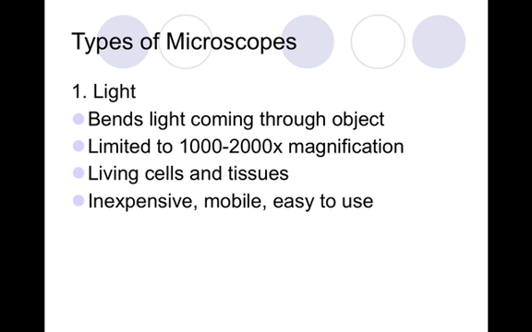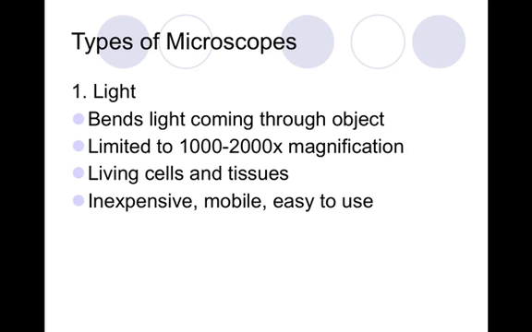The first type of microscope is the type that we have in our classroom. It's called a light microscope. What it does is it bends light through an object so that we can see the tissues in it. It can either be a lamp, a light, or a mirror that reflects the light from the room up there. We can see living cells and tissues in it. That's the benefit of it. They're very inexpensive and they're mobile. They're easy to move around.